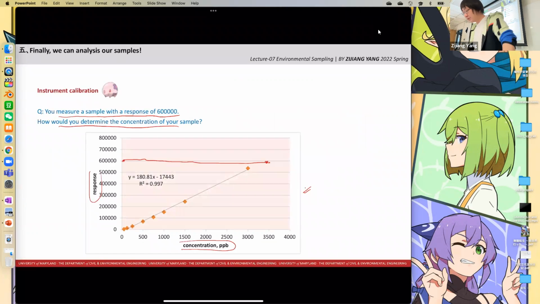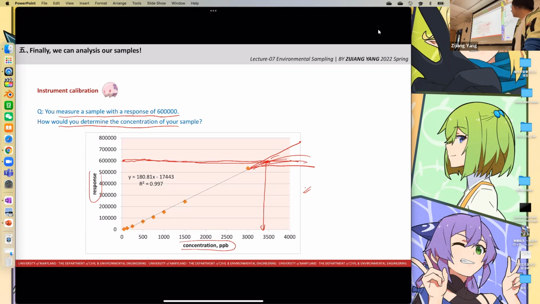So let's go back to this question. You have a measurement with a response of 6, and we can say it is here. If we extrapolate our calibration curve, then we may get a relatively large value. But we know that this curve may become like this, or it may be this, or it may be something in between. So we are not sure what it will be. So how can we deal with this problem?